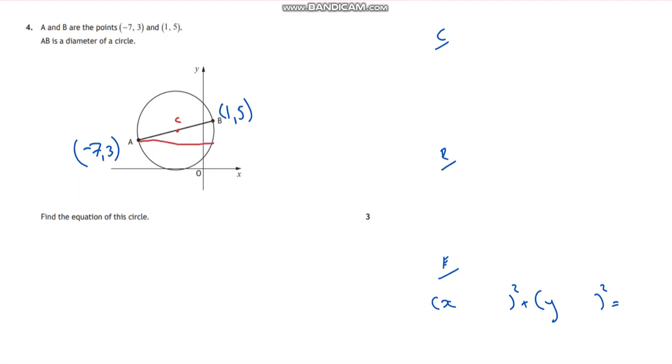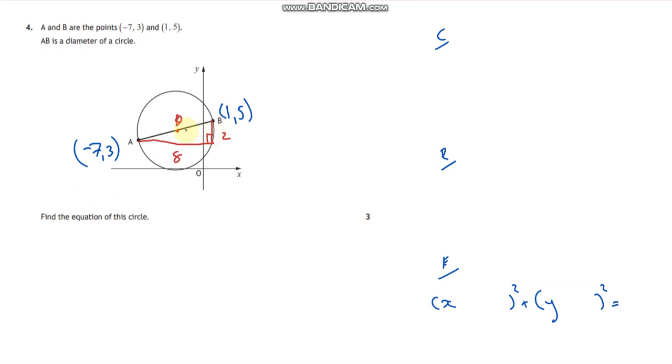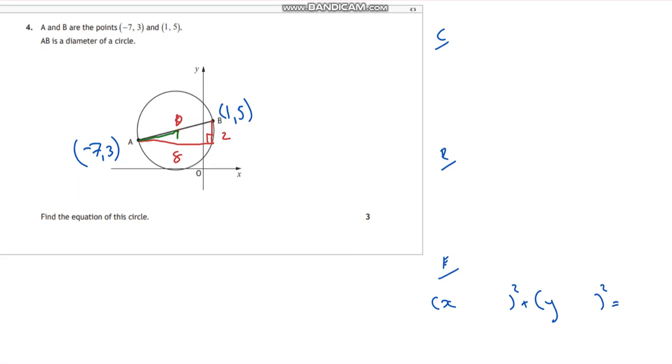I would draw something like this to start me off. And I know that this distance is going to be 8 and this is 2 because I'm going from negative 7 to 1, so it's going along 8. And I'm going from 3 to 5, so I'm going up 2. And that would give me my diameter. So if I just want the radius, I just want half that distance. Okay? I just want this little triangle in here, half of it.